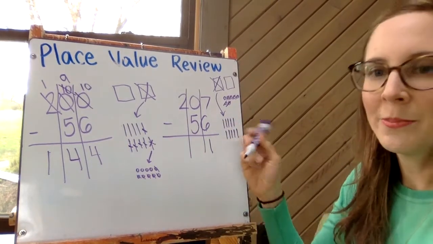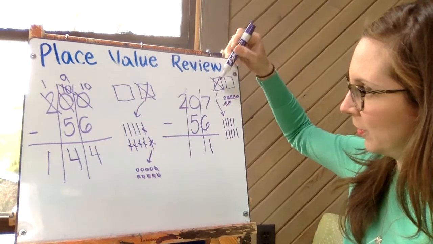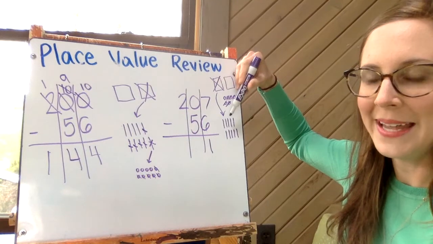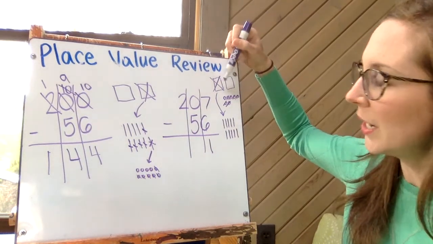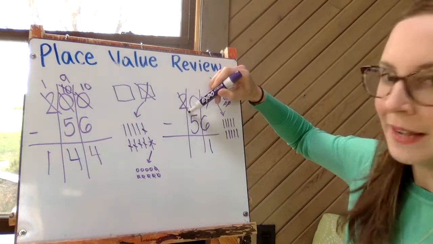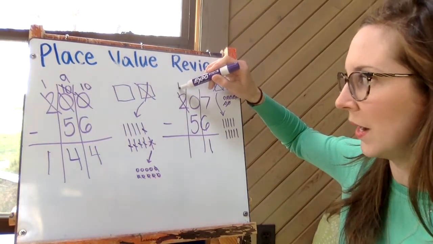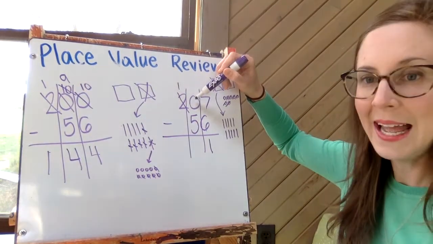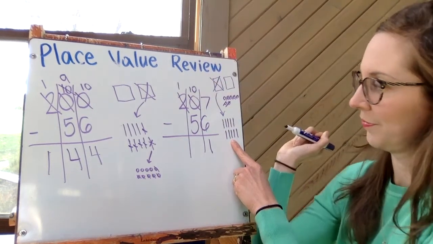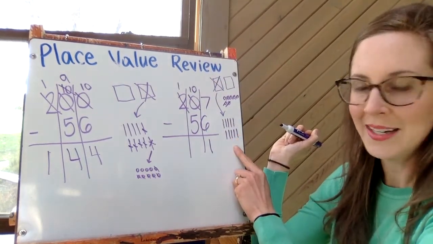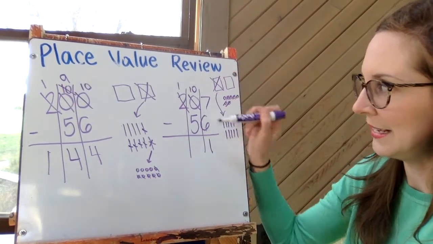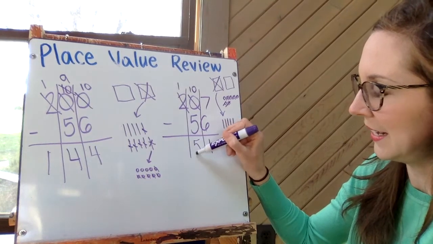So how do I show that on my equation? I went from my 200s to ungrouping one of them to become 10 tens. So I don't have 200s anymore, I just have 1. So let me show that. I don't have 200s anymore, I just have 1. And I don't have 0 tens, I now have 10 tens. And I can now subtract 5 tens. So 10 tens minus 5 tens is 5 tens.